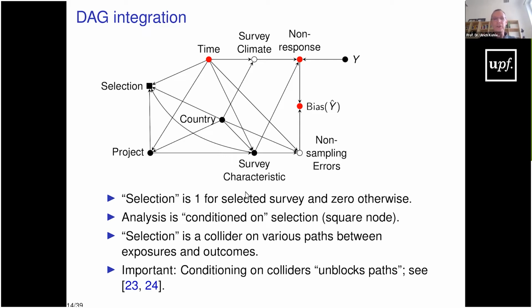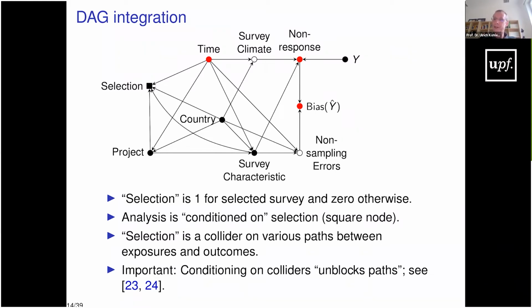In DAG terms, this selection variable is now a so-called collider variable on various paths between our exposure variables and the outcome variable. So time is an exposure variable, and non-response is one of the outcome variables in one of our research questions. Now look at the following path. We go from time to selection, then to country, then to survey climate, and then to response. On this path, this variable selection is a so-called collider variable.